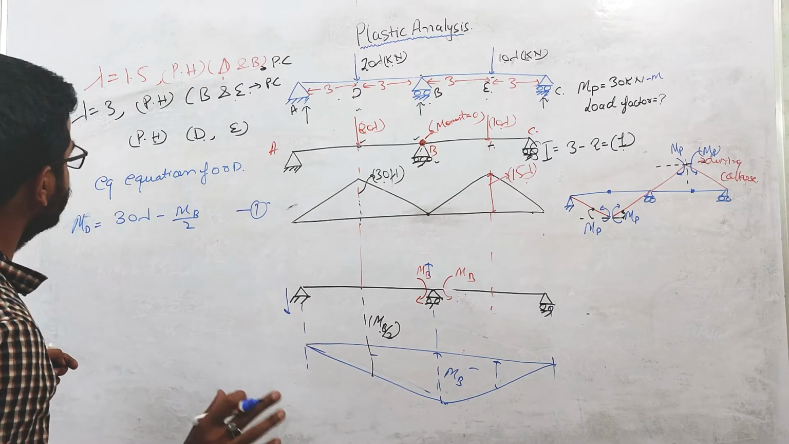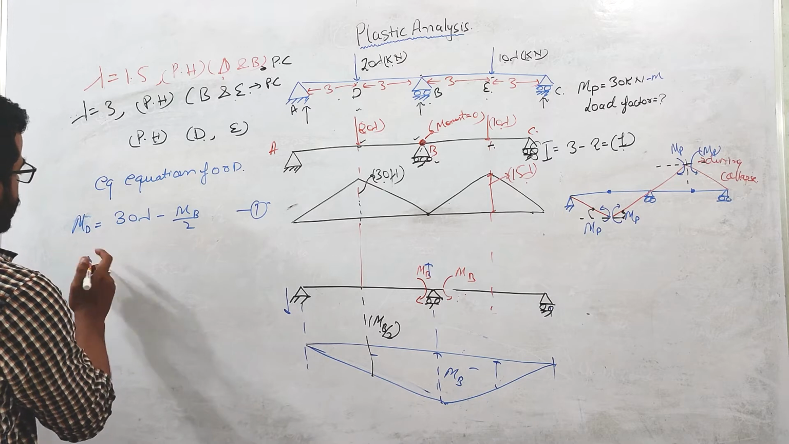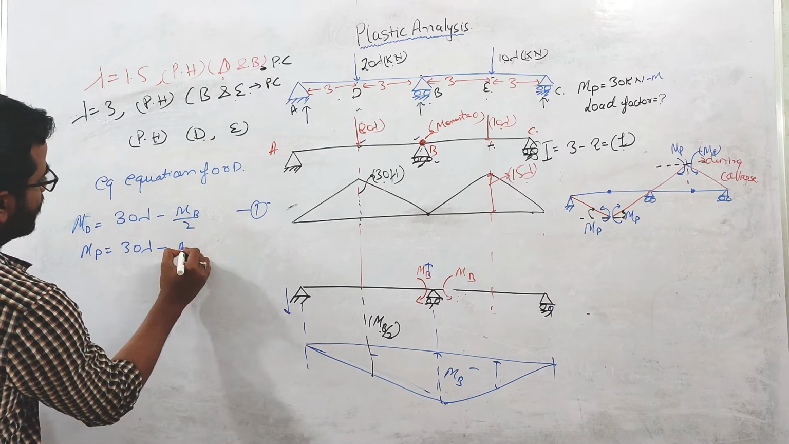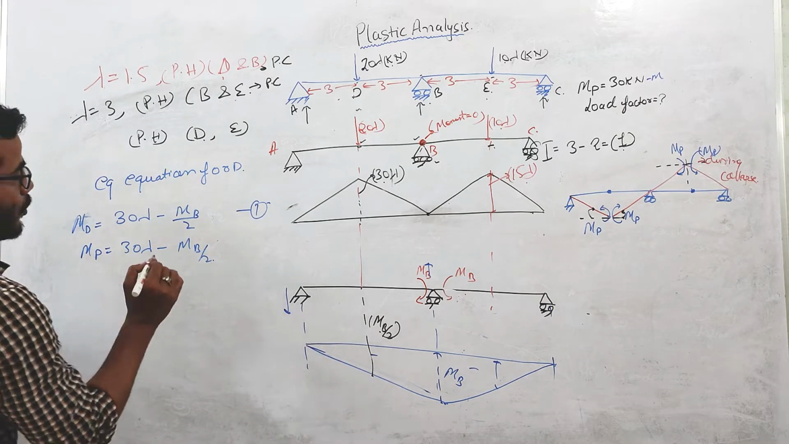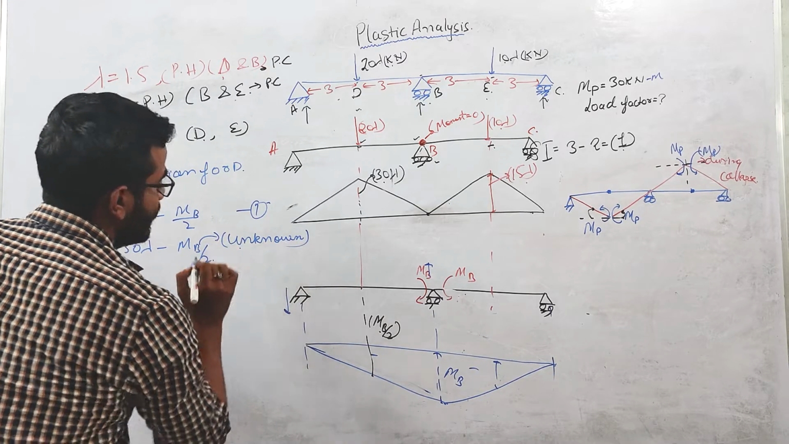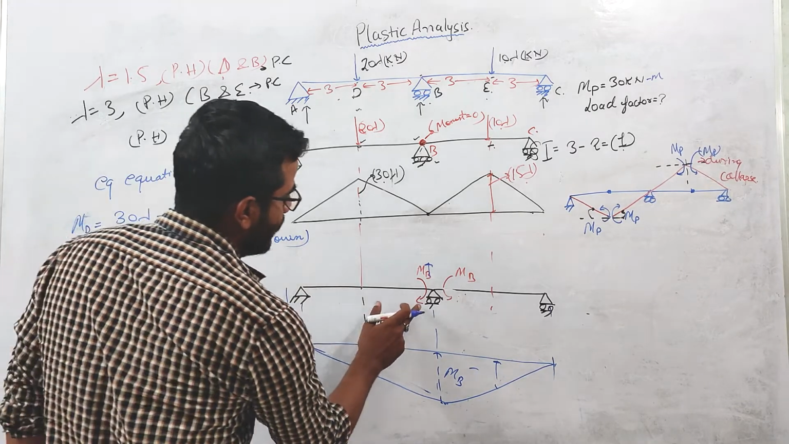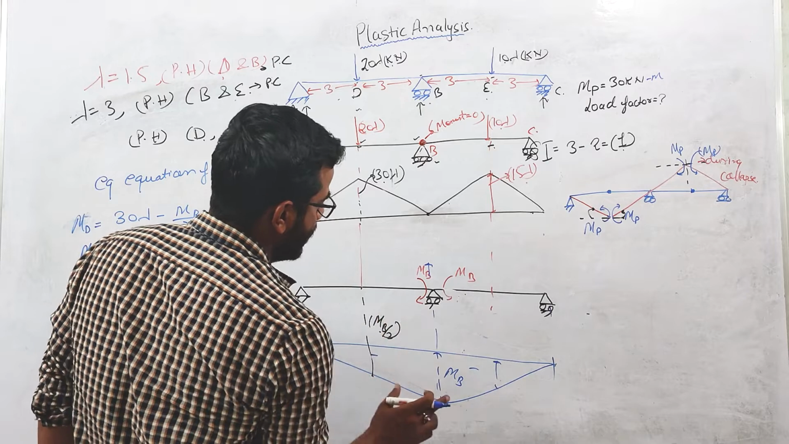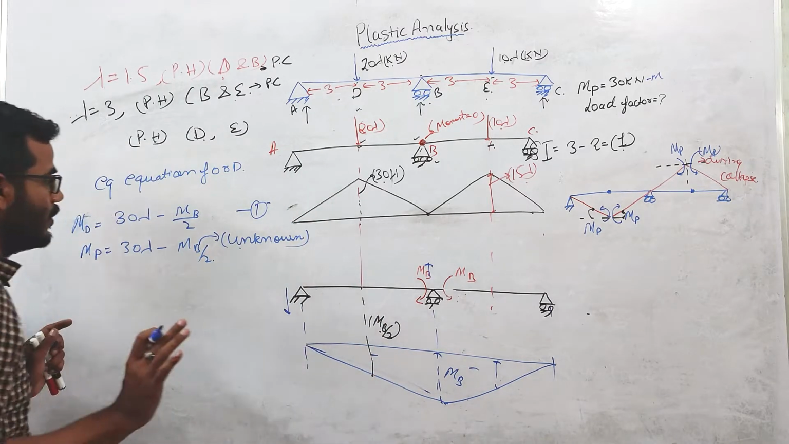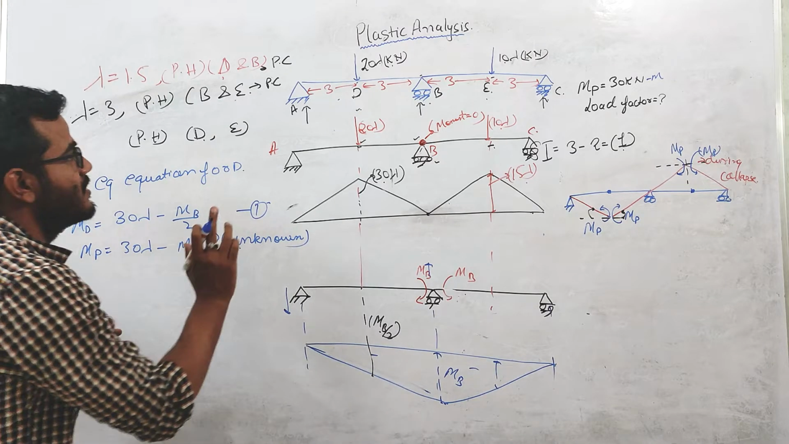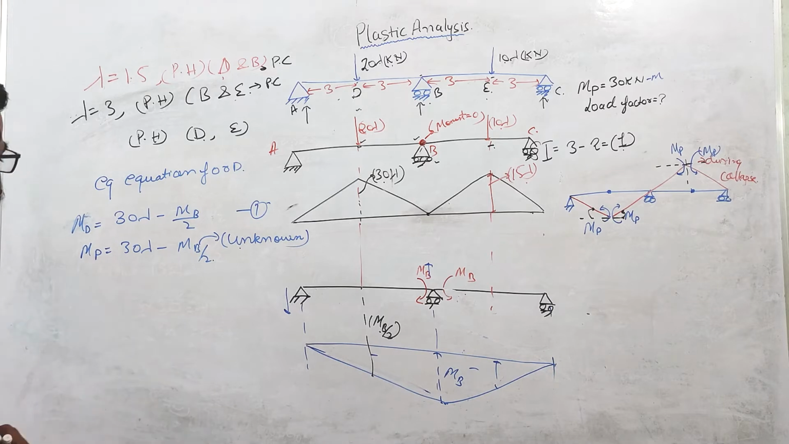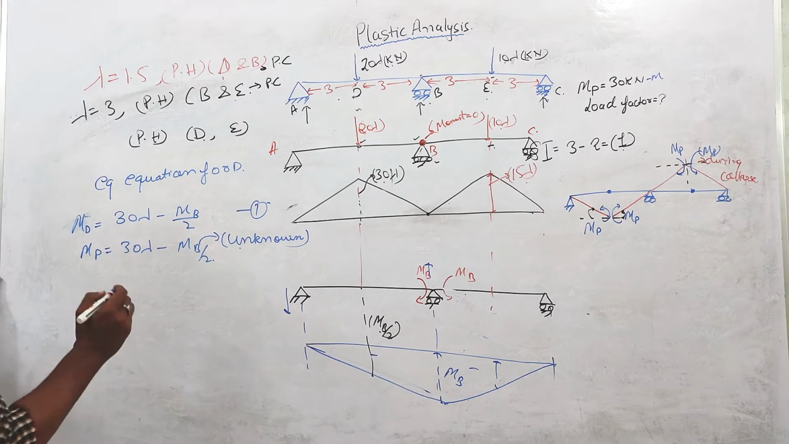If the plastic hinge is formed at MD, then MP equals 30 lambda minus MB by 2. MB is unknown over here. Previously, we assumed that the plastic hinge is formed at B point, in which case the MB value is known to us. But here, the MB value is unknown, because the plastic hinges are formed at D point and E point. Let us suppose this is equation 1.